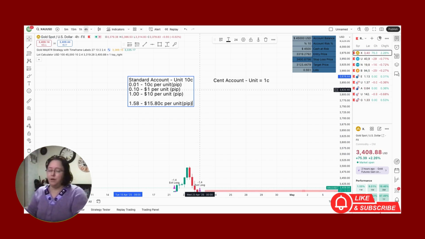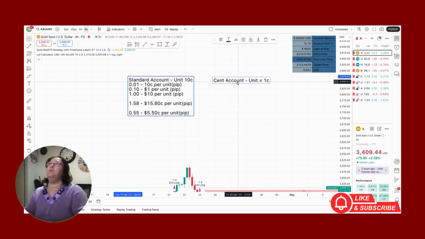So on this specific one, by you using a 0.55 lot size, you are ideally risking $5.50 per unit or pip. Okay, so that's how it works.